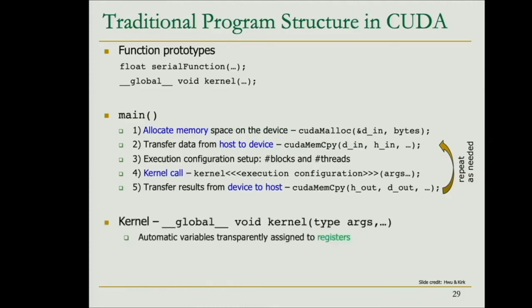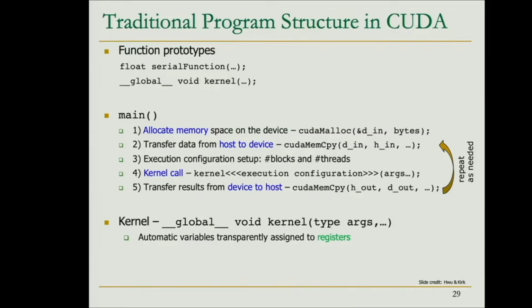Okay, as you can see here on top, but also here as well, when we write a kernel, when we write a GPU function, we need to qualify it with this __global__ qualifier, to identify it and to distinguish it from a regular CPU function, like that float serial function that you have on top.